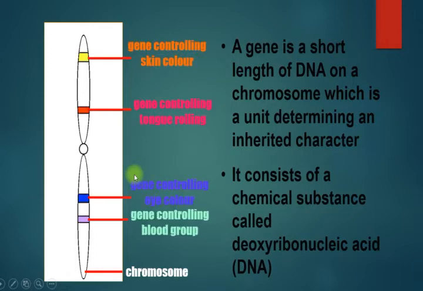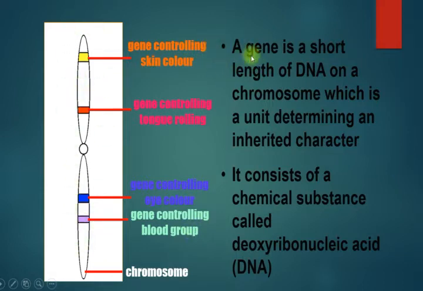So this refers to the chromosome. As we can see here, there are a few genes located on several loci. This is the gene controlling skin color, the gene controlling tongue rolling, the gene controlling eye color, and the gene controlling blood group. So the whole thing here is the chromosome.